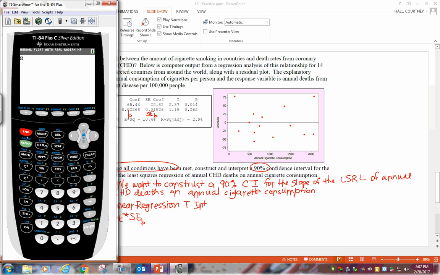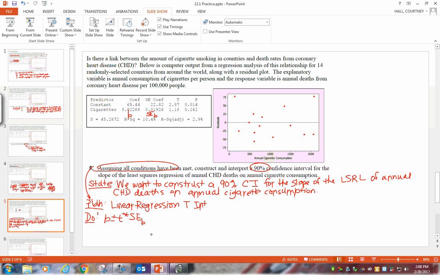And so we're going to do the inverse T of 0.05, because the 90% is in the middle, so you have 5% on the left, 5% on the right, but now our DF is 12. And again, that's because you do your sample size minus 2. And so now we have a T star of 1.782. Am I going to remember that? Probably not.